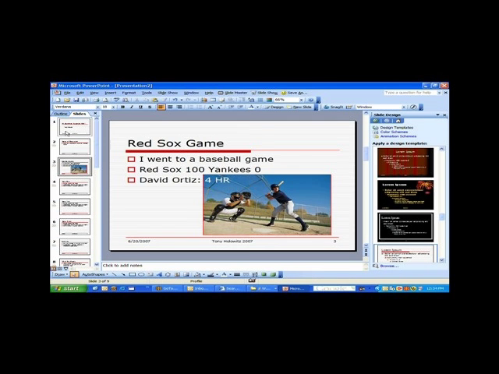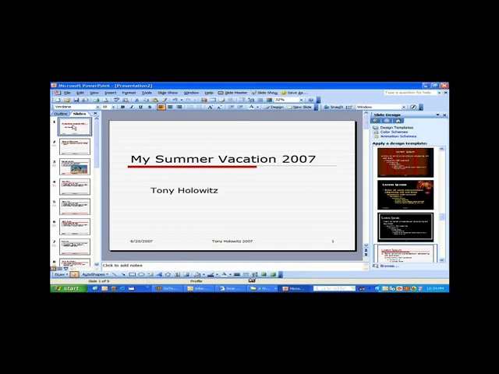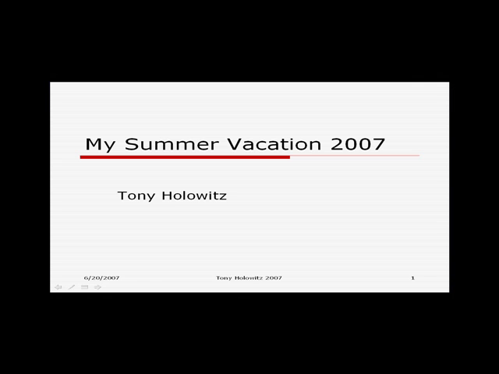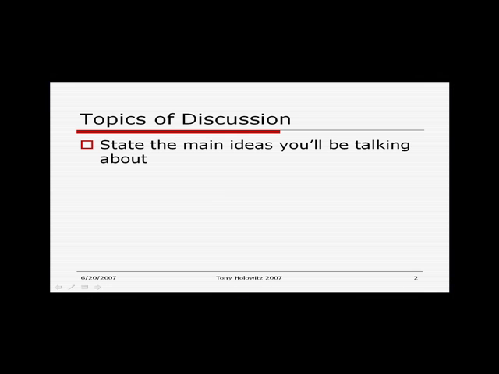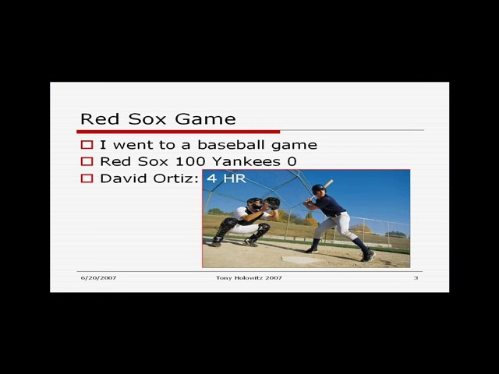So now let me go back to my first slide over here on the left. I'm going to go down to the bottom and click on the Slideshow. And here's my summer vacation. You see the whole thing looks different. It puts in the date, my name, 2007, and the slide number. I'm going to click once. Takes me to the second slide. I'm going to click again. And here we go with the Red Sox game.